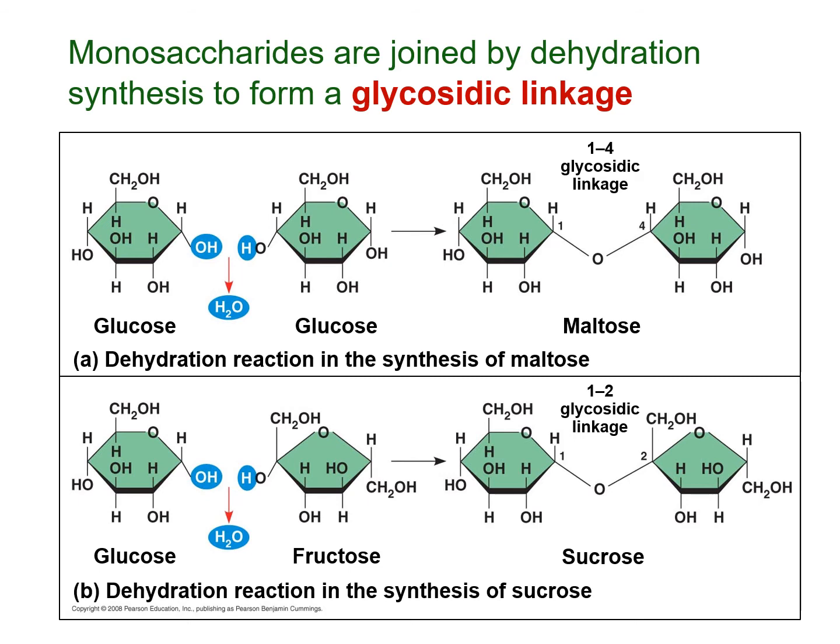So sucrose down the bottom, that's table sugar. And it consists of a glucose monosaccharide and a fructose monosaccharide stuck together. Maltose consists of glucose and glucose stuck together. And in fact, if you break down starch, what happens in the intestines is it's broken down into maltose, and then maltose can be broken down further into glucose.